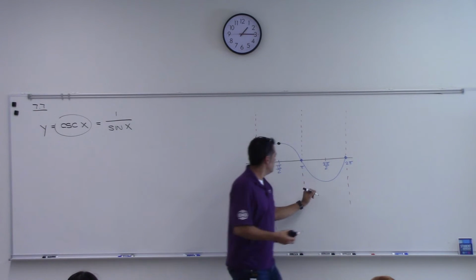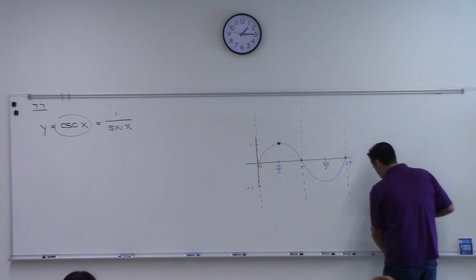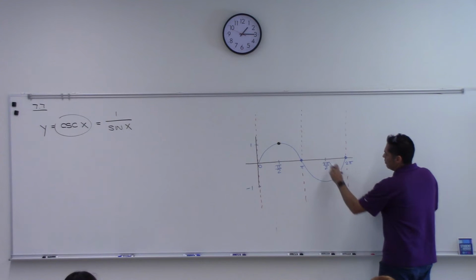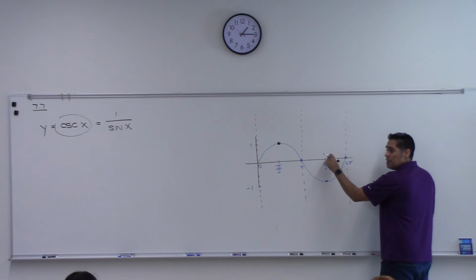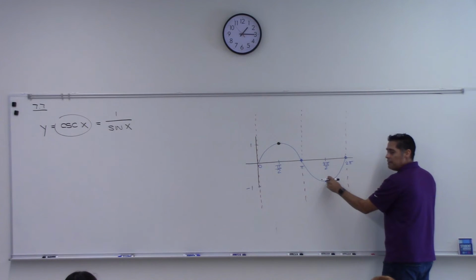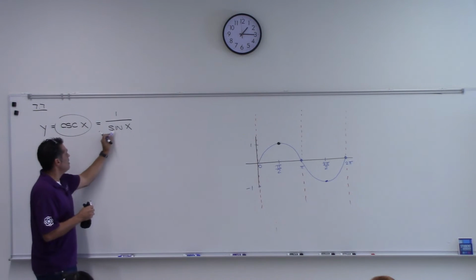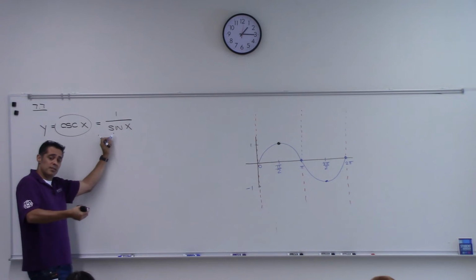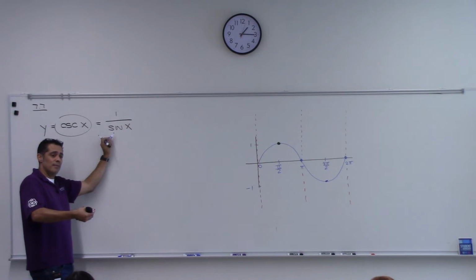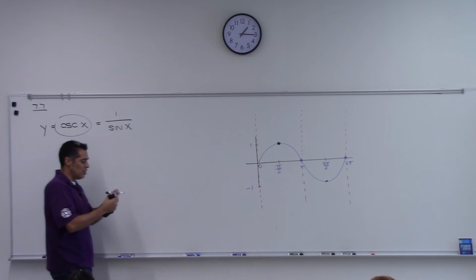What about right here? What about if I go to 3 pi over 2? If I plug 3 pi over 2 into sine, what do I get? -1, right? So imagine you plug 3 pi over 2 right here. You get 1 over -1, which is -1, right? So the cosecant function should also be here.